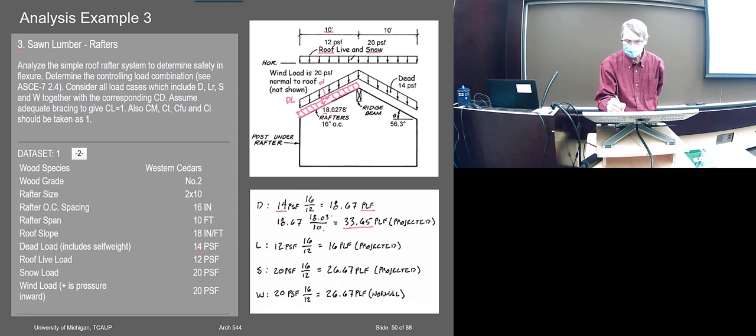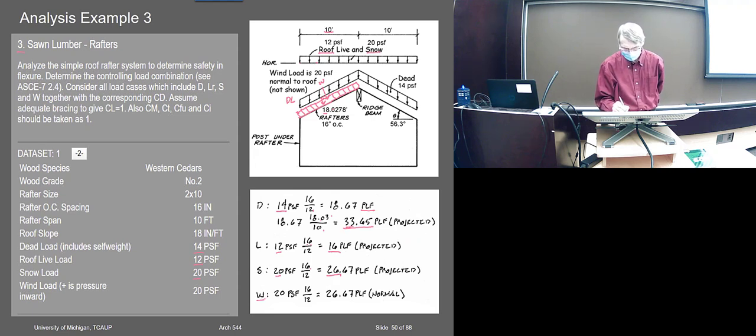The live load is already on a projected length. That's the way we figure the live load. So that's given as 12 PSF, and I convert that to 16 on center, so that gives me 16 PLF. That's easy enough. Snow load also is projected, so there's my 20 PSF snow load. I simply put that on the joist spacing, and that'll give me a little bit more, 26. So all of those are projected then.